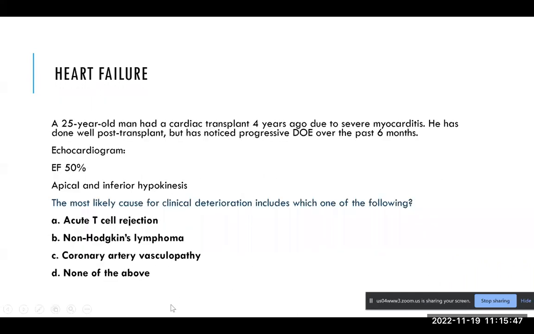One question lastly, about the heart transplant, this will be covered later, as I said. A 25 years old man had a cardiac transplant 4 years ago due to severe myocarditis, has done well post-transplant but noticed progressive dyspnea on exertion over the past 6 months. Echocardiogram: EF 50% with apical and inferior hypokinesis. The most likely cause of clinical deterioration includes which of the following?